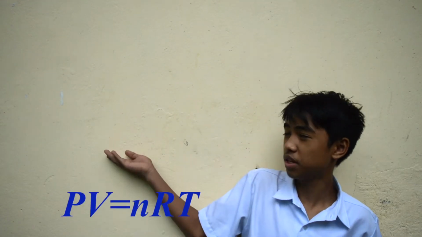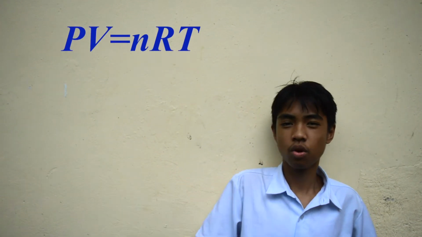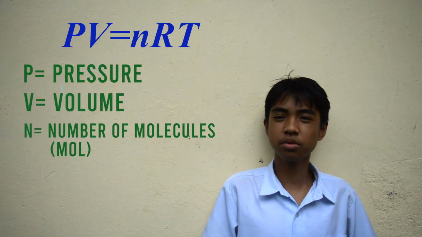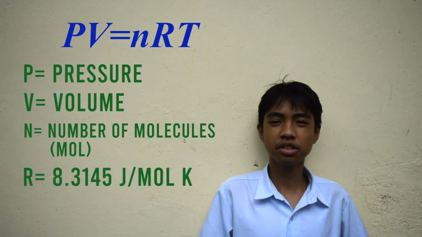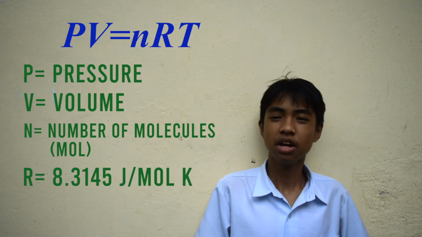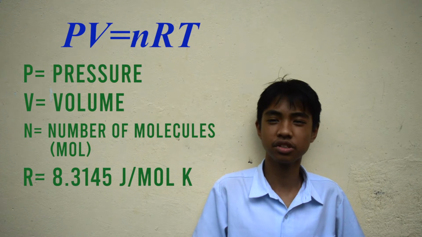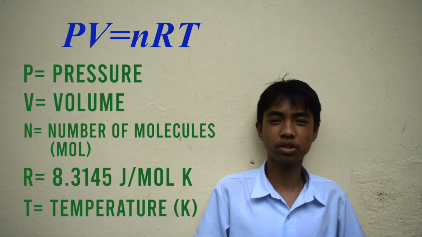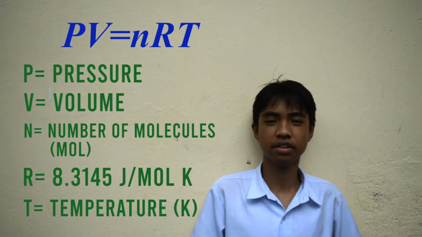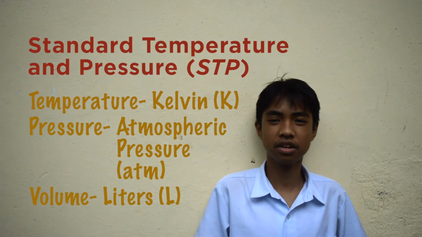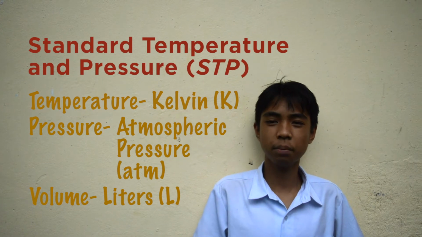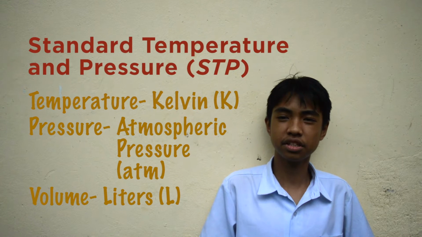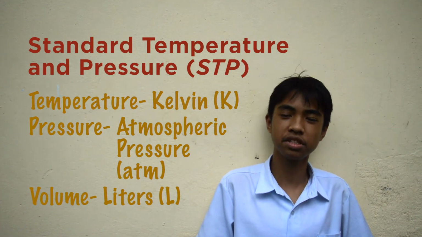The formula is PV equals nRT, where P is pressure, V is volume, n is the number of moles, R is the universal gas constant, which is equal to 8.3145 joules per mole Kelvin, and T is temperature in Kelvin. The units used in the ideal gas law are in STP, or standard temperature and pressure, where the temperature must be in Kelvin, the pressure is the atmospheric pressure, and the volume is in liters.